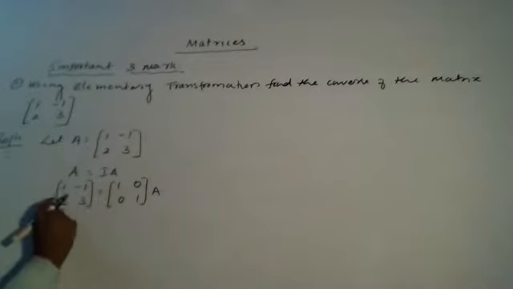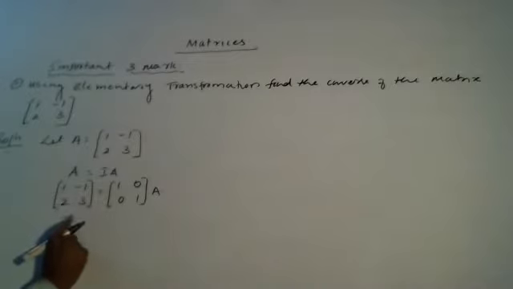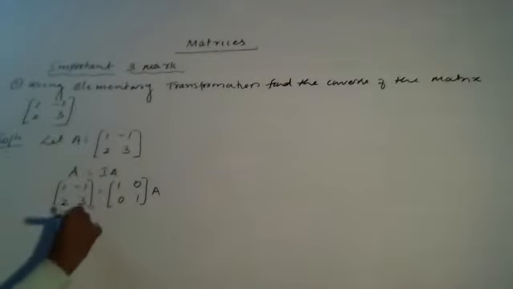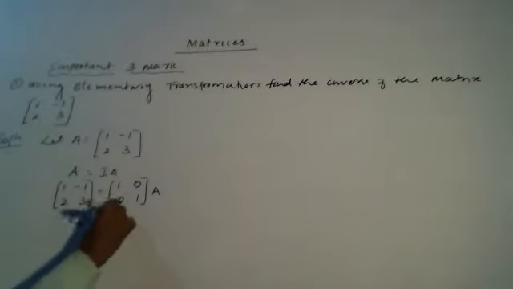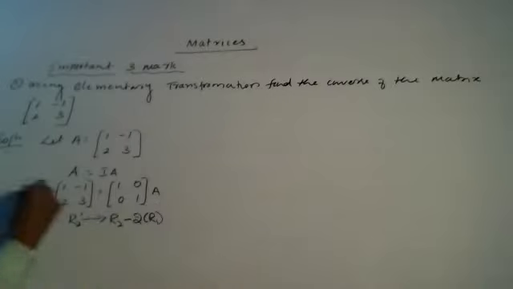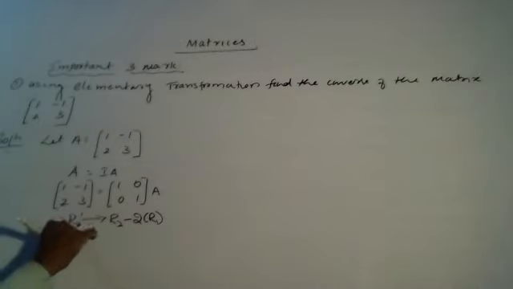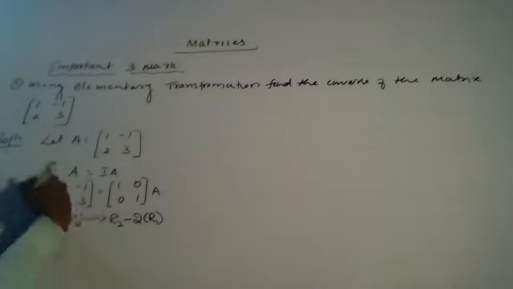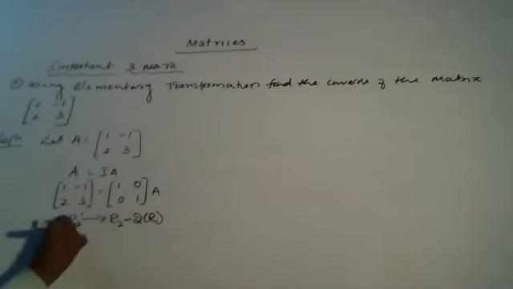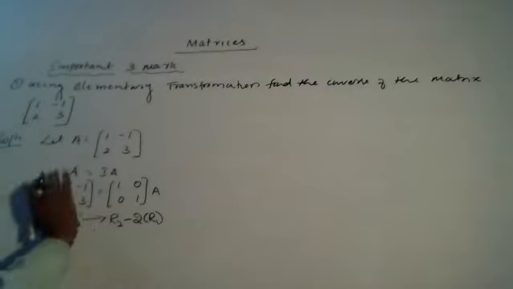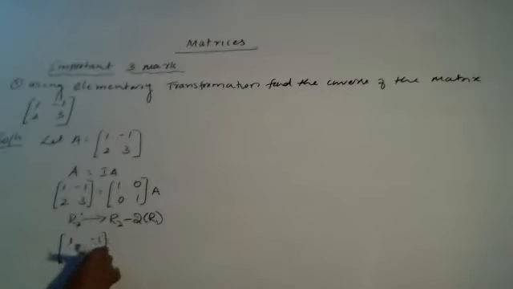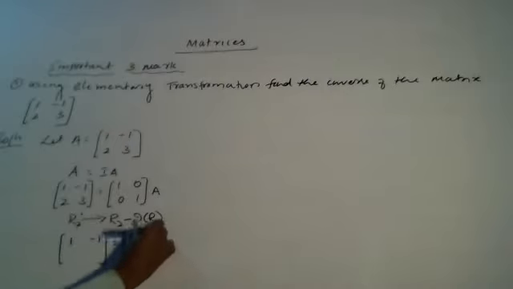Here, starting, I have 2, and I want to make it 0. So, using row operations, R2 changes to R2 minus 2 times R1. There is no change in R1, so we keep R1 as it is: 1, -1 on the left, and 1, 0 on the right.